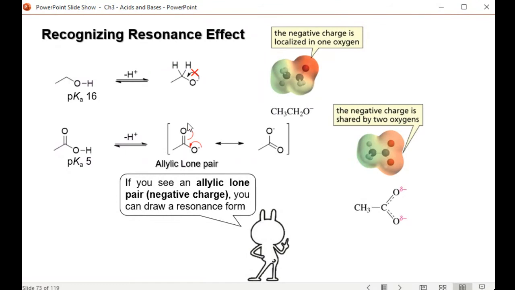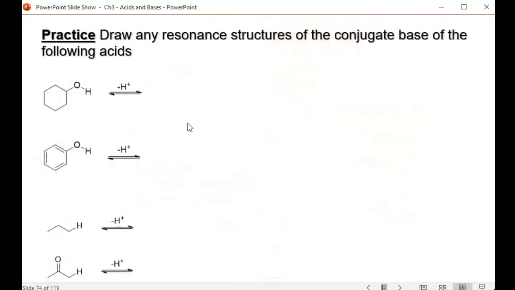All right. So if you see an allylic lone pair, that's when you can draw a resonance form. So don't forget that. Recognize that. All right, let's see what we got here. Try on your own first and then check in with me. Okay, draw a resonance structure of these two. All right, not these two, the conjugate base of these two.